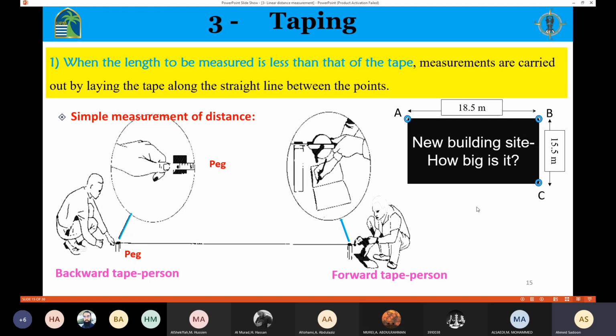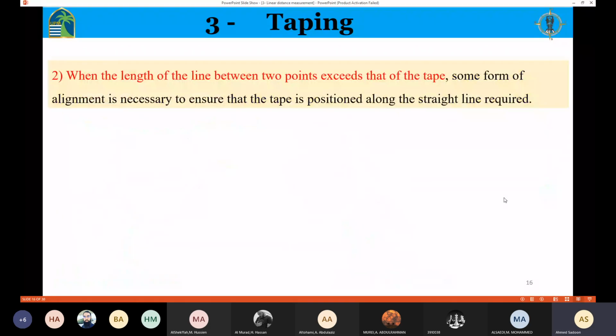Similarly, if the maximum length of the tape is 20 meters and this distance is 15.5, then we have the first case, which means that the distance is less than the maximum length of the tape. The second scenario is when the length of the line between 2 points exceeds that of the tape. So in the second case, the distance is more than the length of the tape.